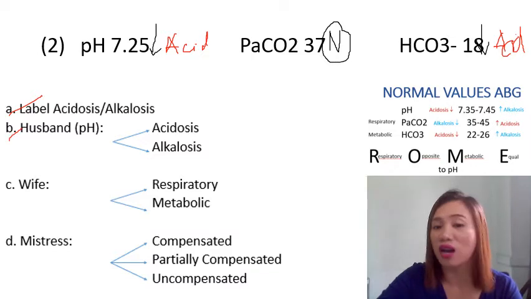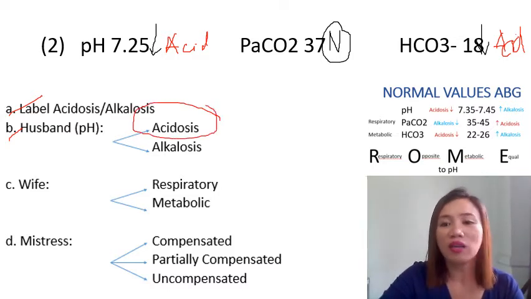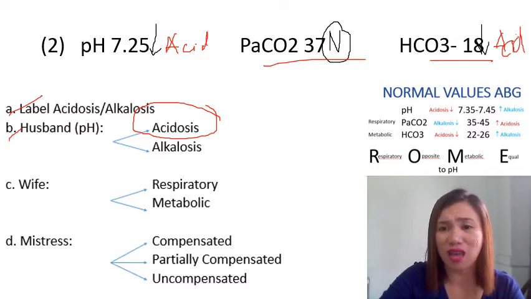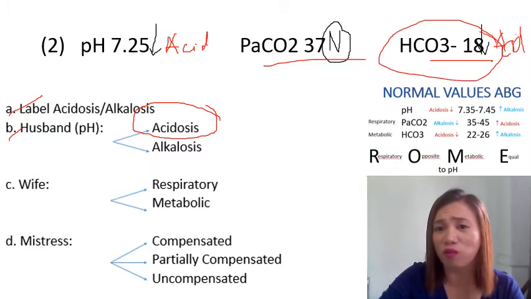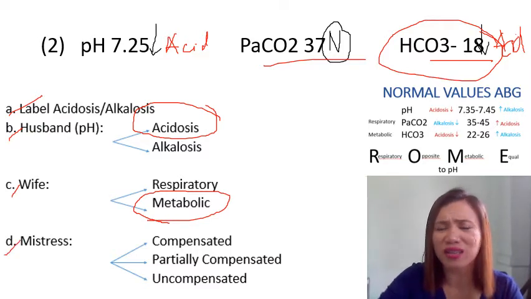Next step, identify the husband. Is the pH acidosis or alkalosis? It's acidosis. Circle that one. Now let's look at the wife. Carbon dioxide or bicarbonate, which is the wife? The one that is the same as the pH. It's the bicarbonate. Therefore, bicarbonate is representative of your metabolic. Now let's look at the mistress. Who's the mistress between the two? Of course, your carbon dioxide.